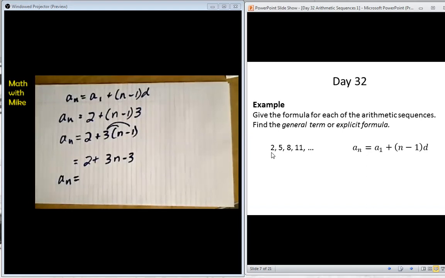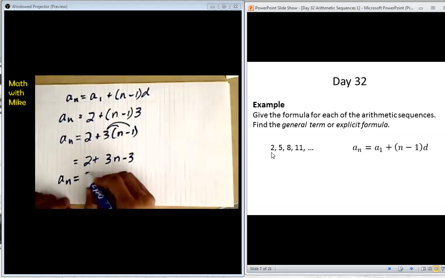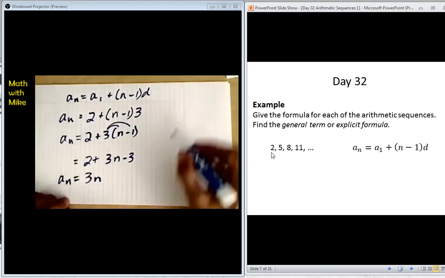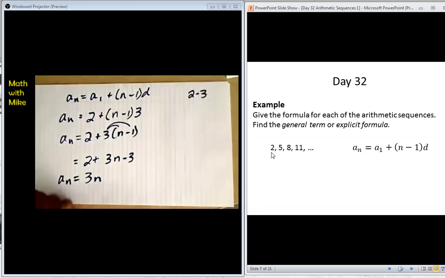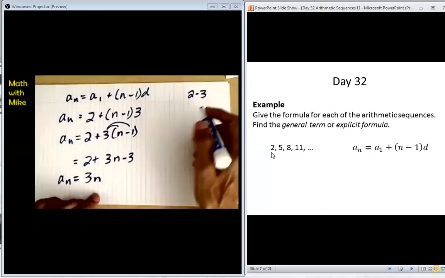Well, notice it's only 3n, right? So you can put that first. Then you're stuck, or you're faced with this. What's 2 minus 3 equal to now? 1. Way easier. No, it's just minus 1.